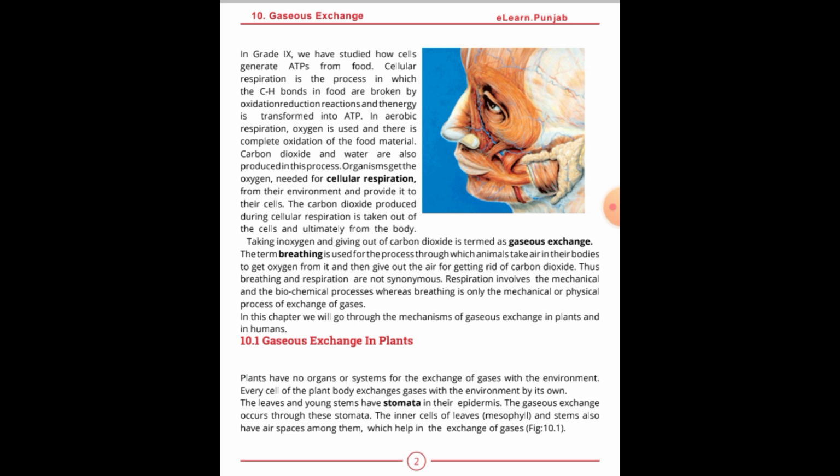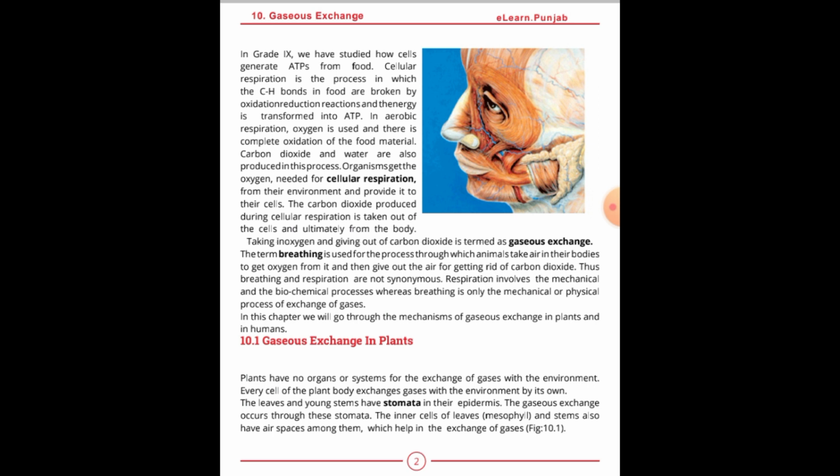Today my topic is gaseous exchange. We have studied how cells generate ATP from foods. Cellular respiration is the process in which the C-H bonds in foods are broken by oxidation-reduction reactions and the energy is transferred into ATP.